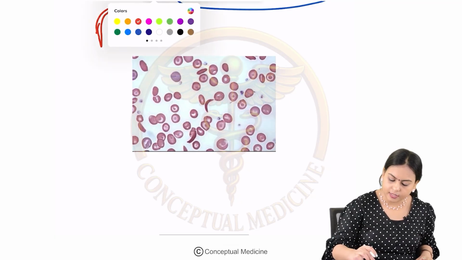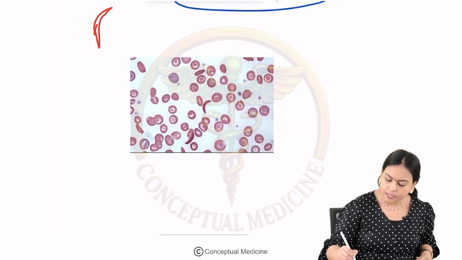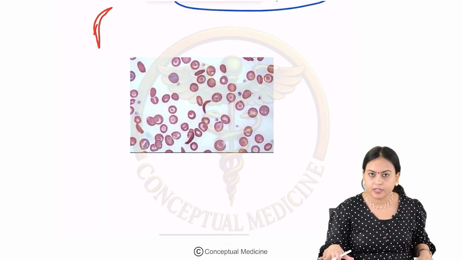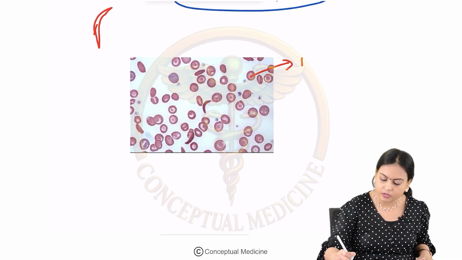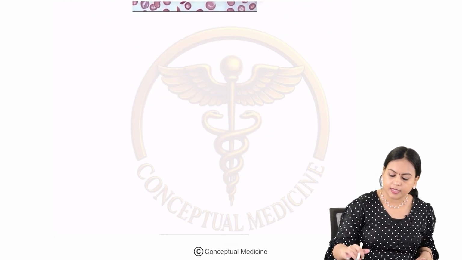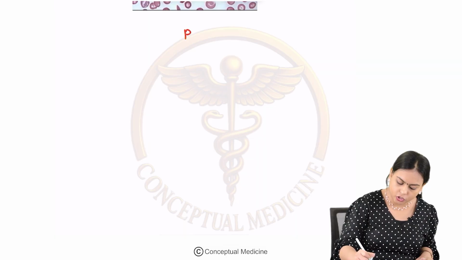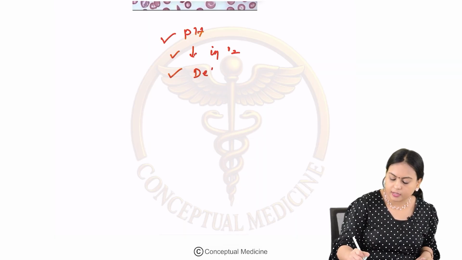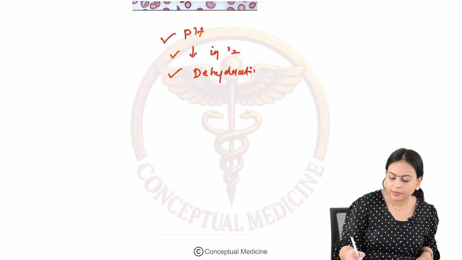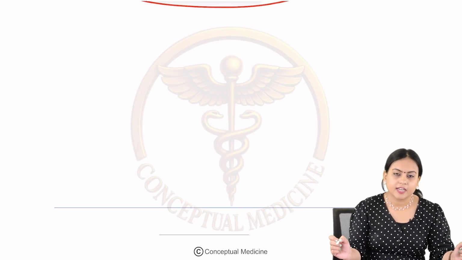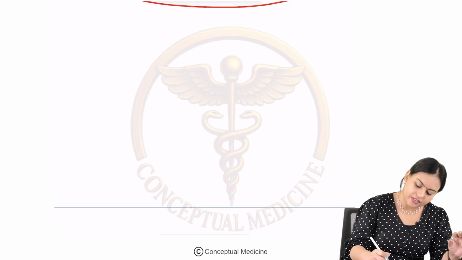So now if you see this peripheral smear, you will be able to identify. These are the normal RBCs, and these are the sickled RBCs. And remember, the sickling also depends upon the pH, decrease in oxygen, as I have already told, and the dehydration level of the patient. Clear?